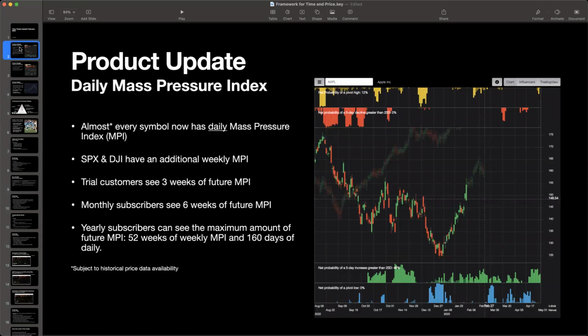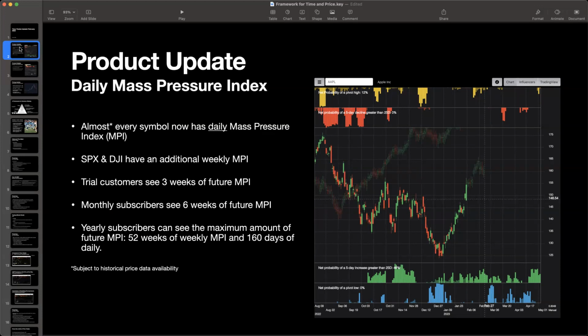That's in addition to the weekly mass pressure index that is available on only two symbols, the SPX and DJI. The difference is the daily mass pressure index is available on almost every symbol, because it uses a shorter term cycle, it isn't limited to only stocks that have 60 years of price history or more. The way we're rolling this out is we're tying the amount of forecast that you can see to your subscription level.